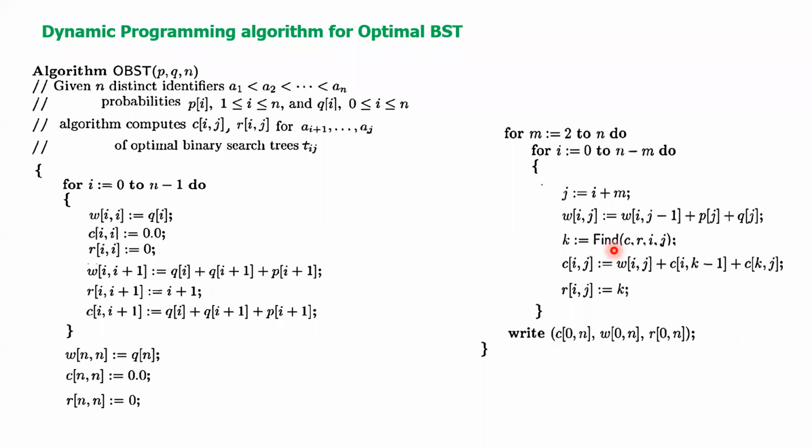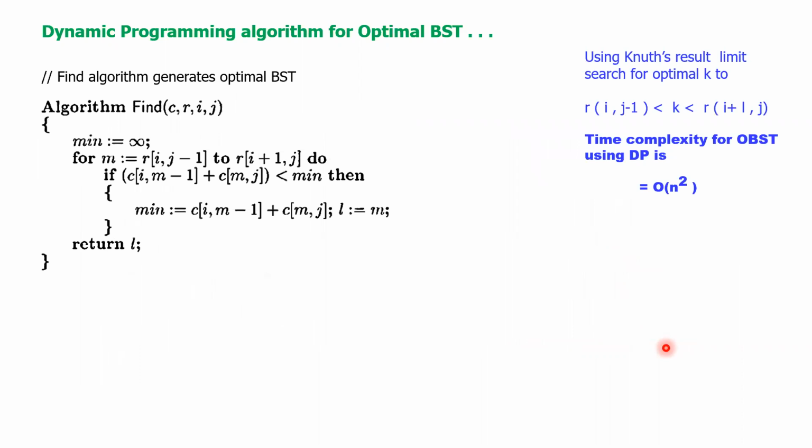So you'll have many possible values for k. So which one is minimum? I have to find it. So for that, I have this find algorithm, find procedure. This is tabulation. The write operation is where the results, cost, weight, and root values will be written into a table. Now, this is the find algorithm for finding out, given an i value, j value, and k value, which is the minimum cost function, the minimum value that we are going to find out.